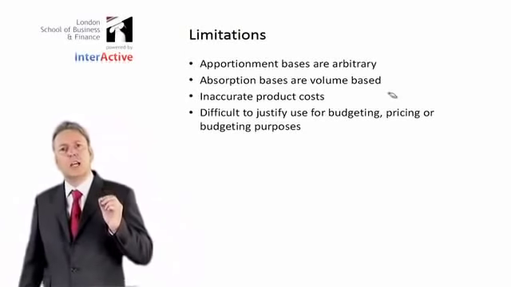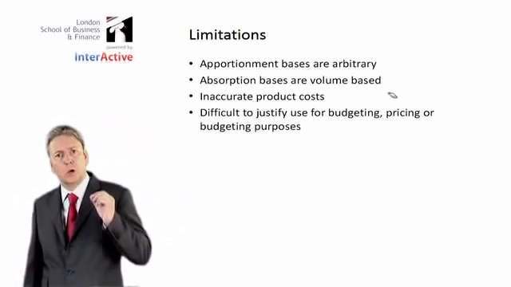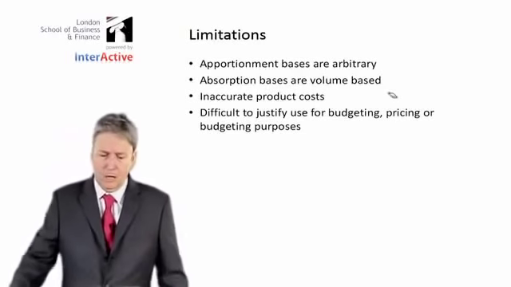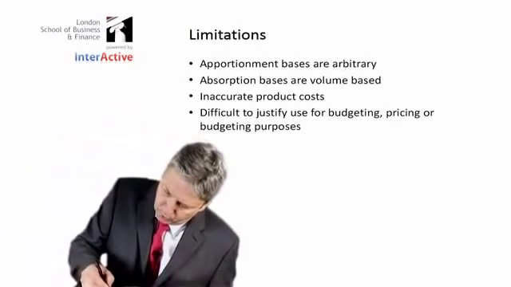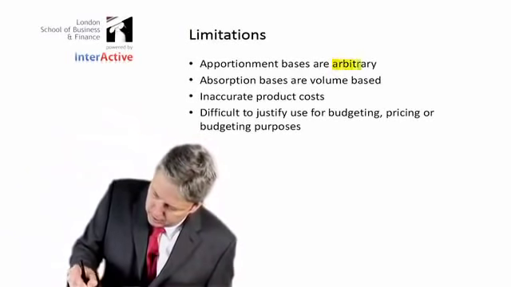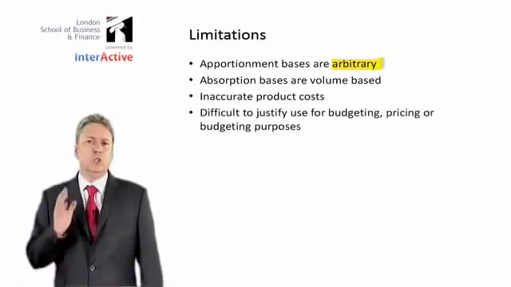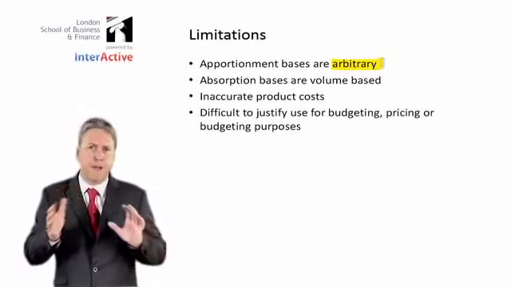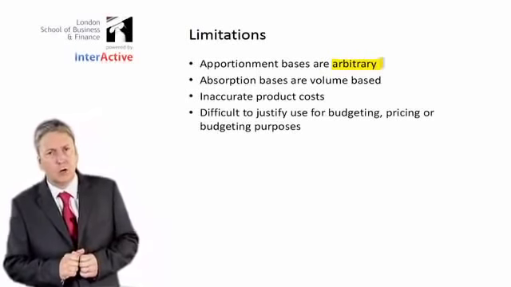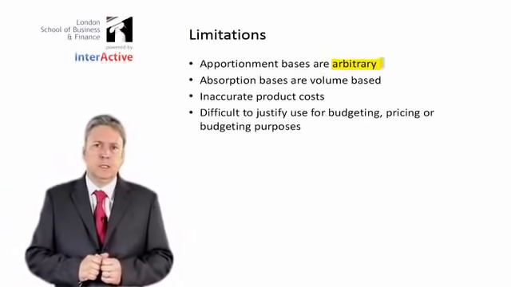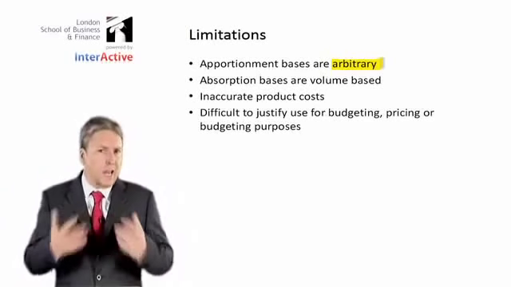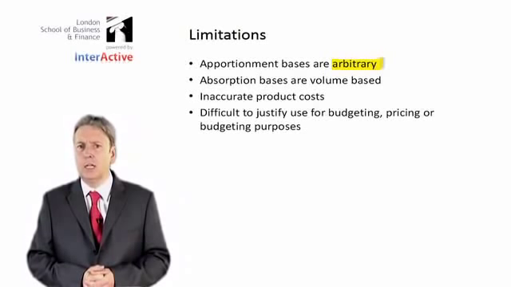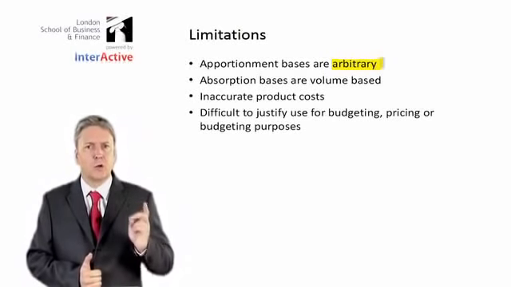But there are limitations associated with the use of absorption costing. Firstly, and probably most importantly, the arbitrary nature of apportionment. Remember, we do not know for certain where these costs are incurred. We simply find some fair way of spreading costs across cost centres. Because it's guesswork, the more complex an environment becomes, the less likely that guesswork is going to lead to an accurate, correct cost per unit.